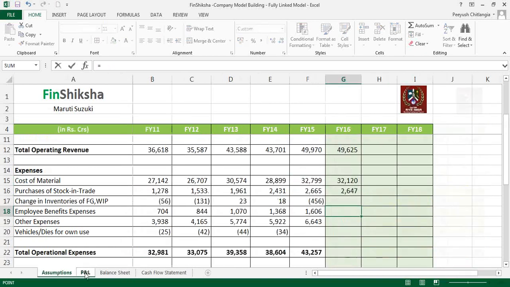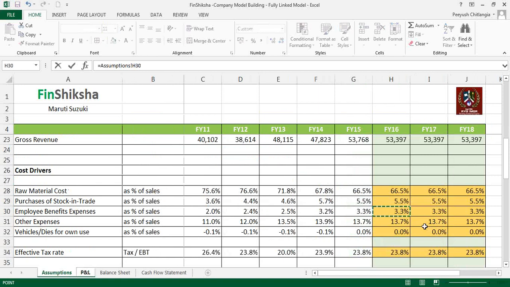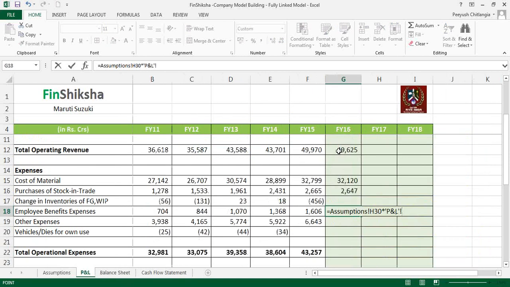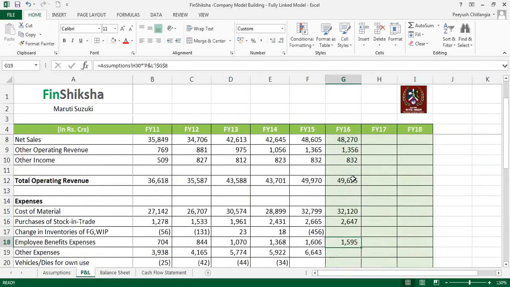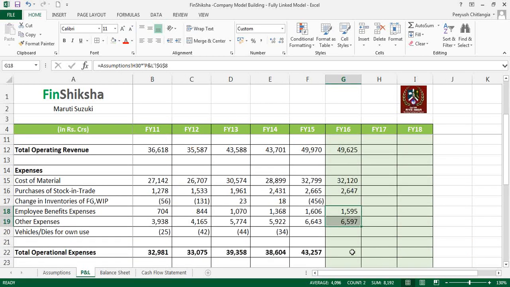That is assumptions: 3.3% multiplied by the revenue for this year, net revenue, and again we freeze the net revenue. And similarly, I drag this down to get this data point as well. The sum of these four is going to give me the total expenses.